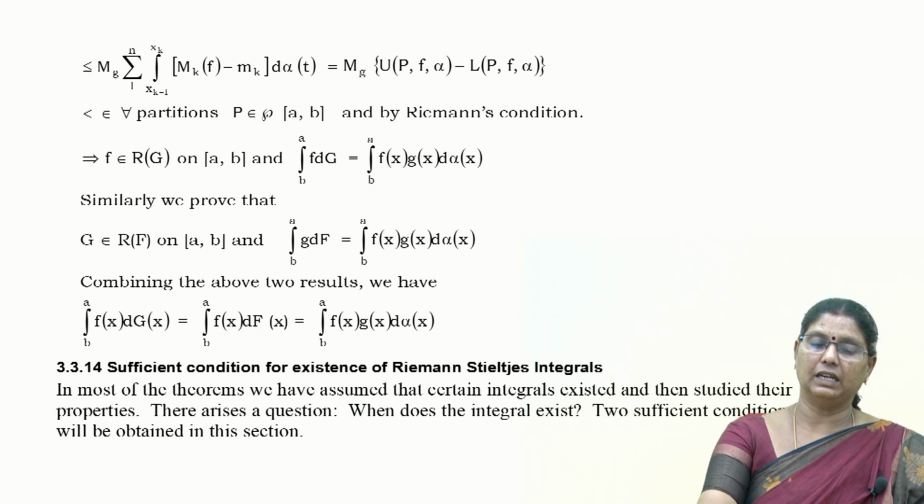that is, integral a to b f of x d g of x equals integral a to b f of x d f of x, and that is equal to integral a to b f of x g of x d alpha of x.